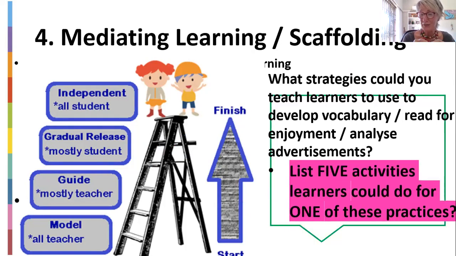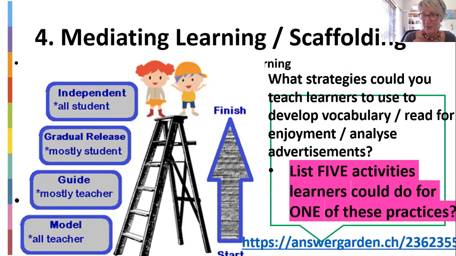So here's a little task for you. I want you to think of those 3 activities: develop vocab, reading for enjoyment, or analyzing advertisement. Just think for one of them. What 5 activities could you do in your classroom to develop one of those? Okay. And this is where you're going to go to. Click on that little link there. I'll also put this on Canvas for you, Answer Garden. And all I want you to do is click on that link and then go and just type in your 5 activities.